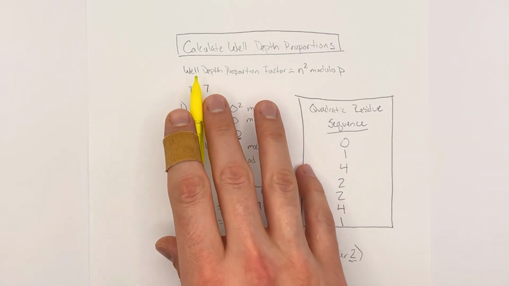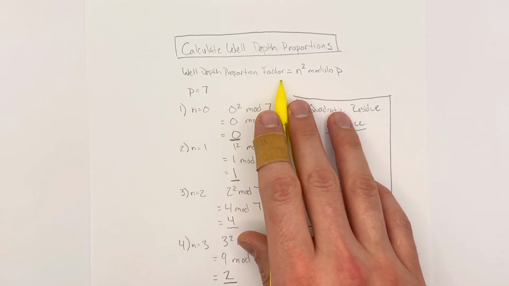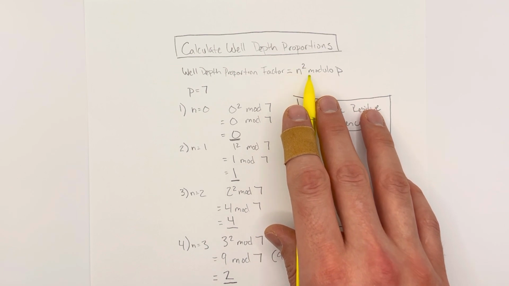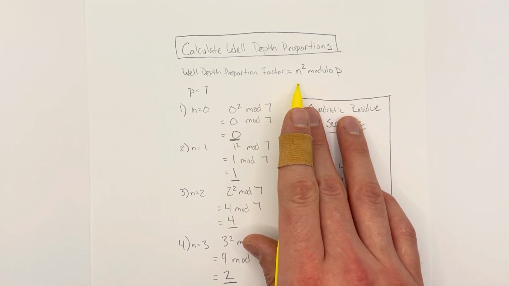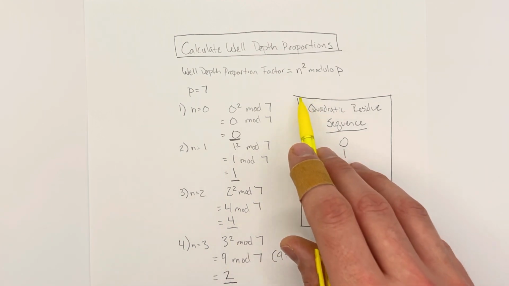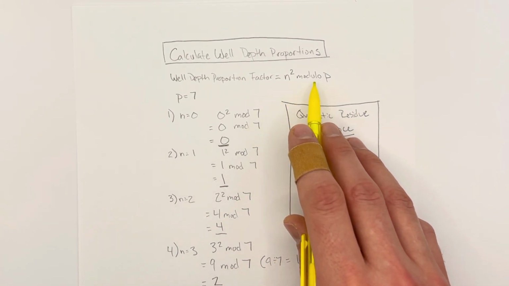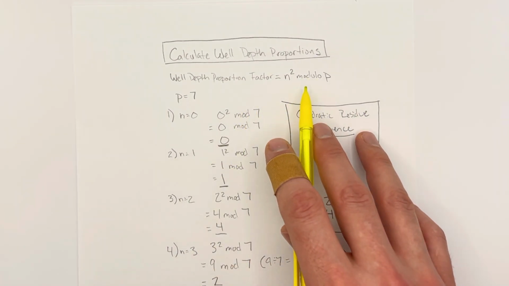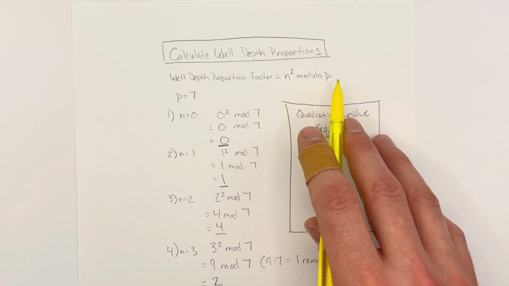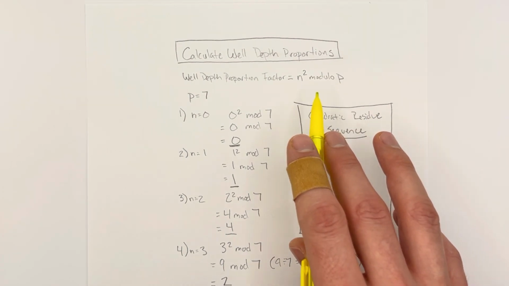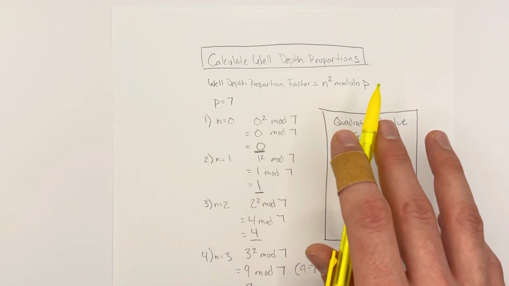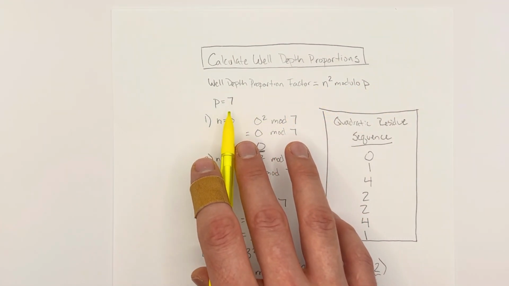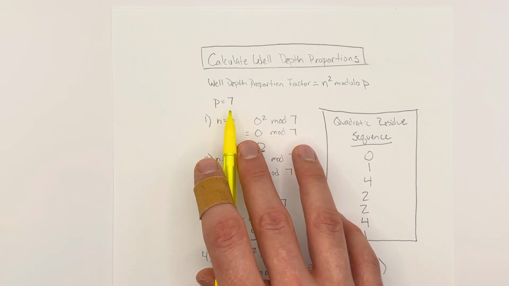The next step is to calculate the well depth proportions. We're going to use this formula: well depth proportion factor equals n squared modulo p. N is going to be an integer that is greater than or equal to 0. The modulo is a mathematical operation, I'll explain it in a second. The p is any prime number. For this, we're going to use p equals 7, so it's called an N7 quadratic well diffuser.